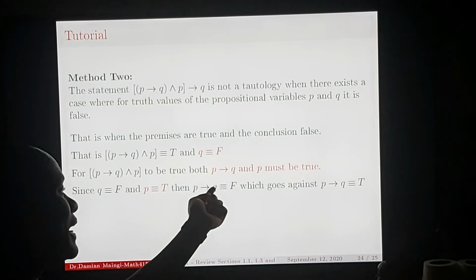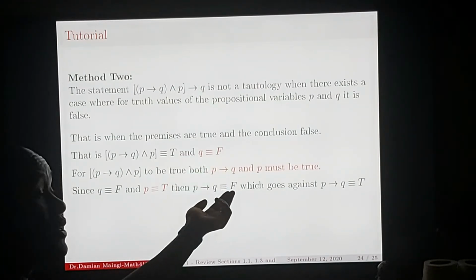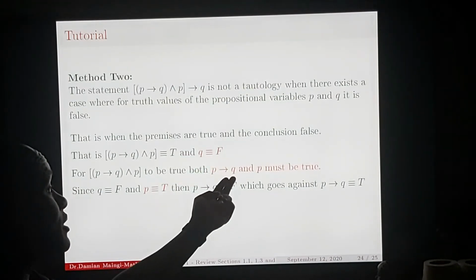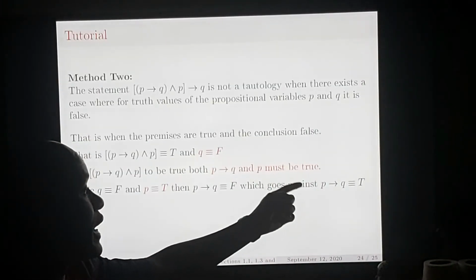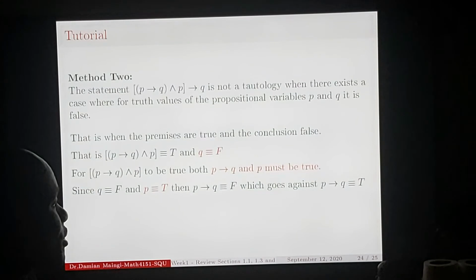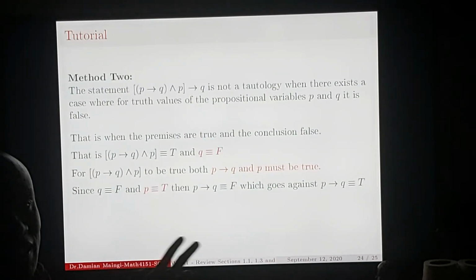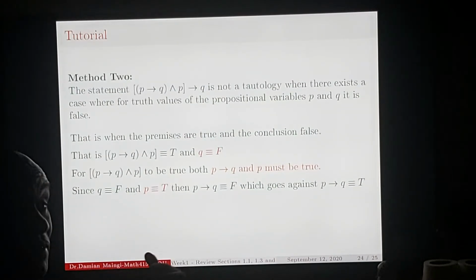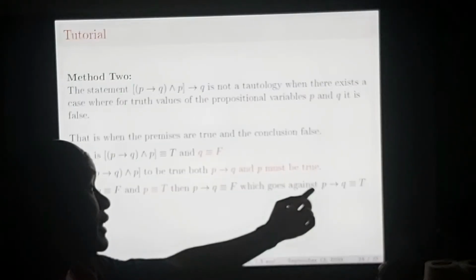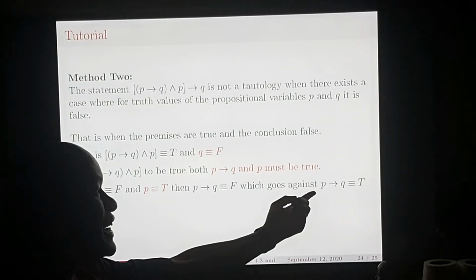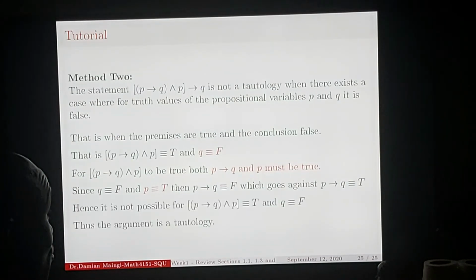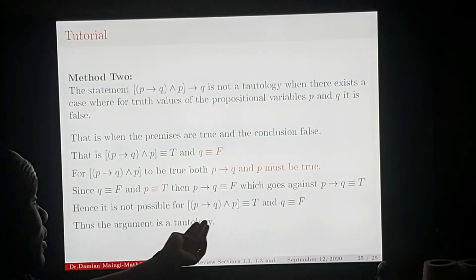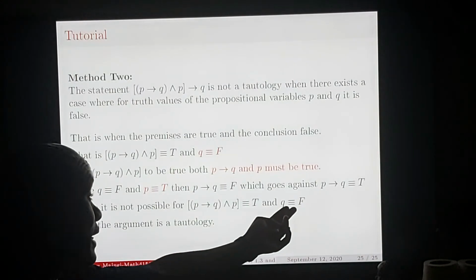So that means P implies Q, according to this, is false, but yet P implies Q is true. So this goes against what we already have here, which means that it's not possible for this situation to happen. That case doesn't arise. Because if it arises, we have a strange thing that doesn't make sense. That's what we may call a contradiction in the future. Hence, it is not possible for this to be true and this to be false.